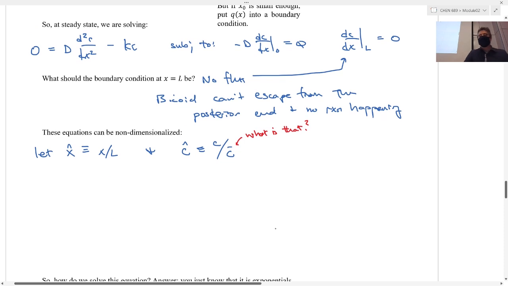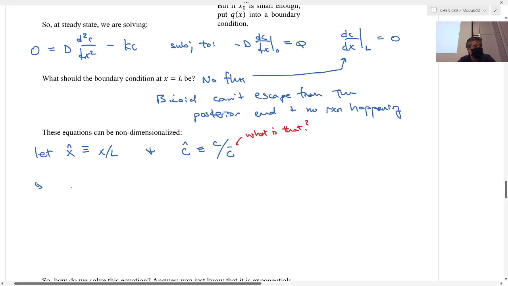This is what you might typically do. There's some concentration scale embedded within the equation somewhere, and we're going to find out what that concentration scale is when we work with the equations and it falls out. Okay, so we'll get there. Let's go ahead and non-dimensionalize these equations.